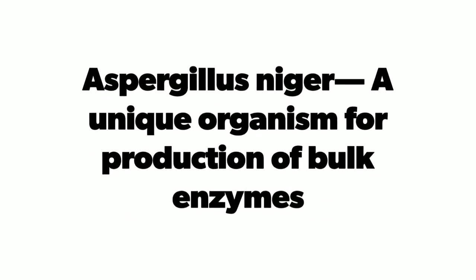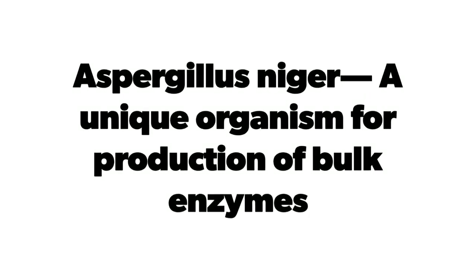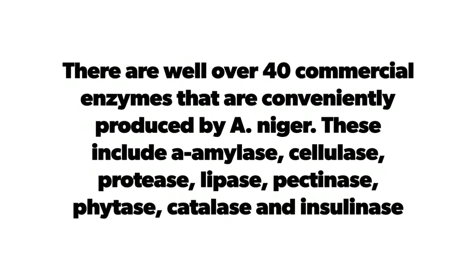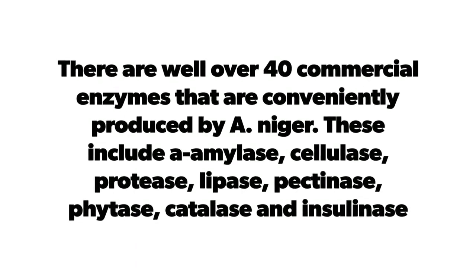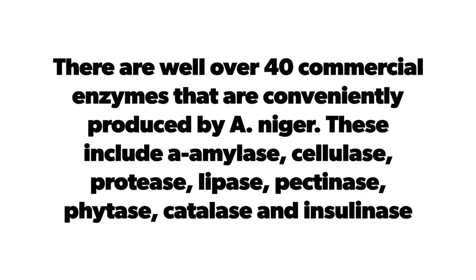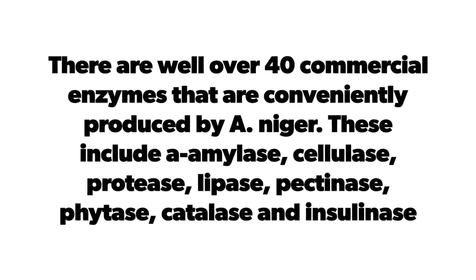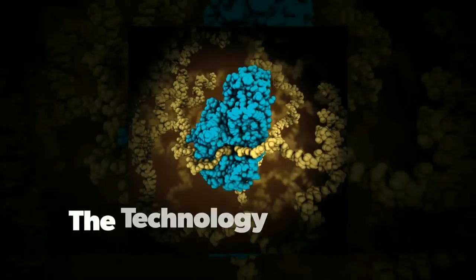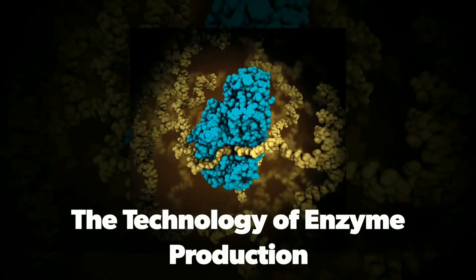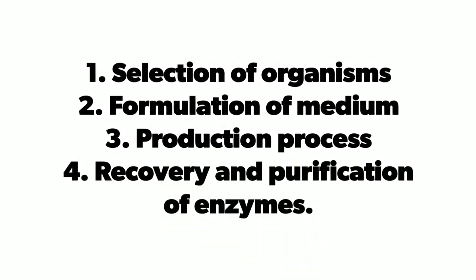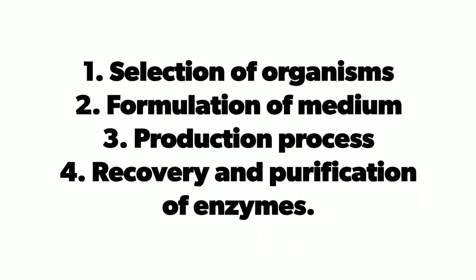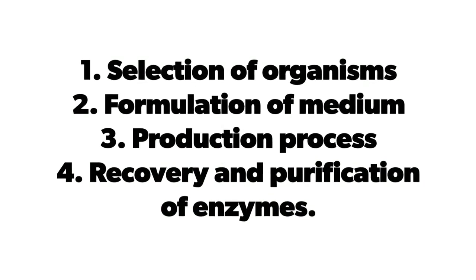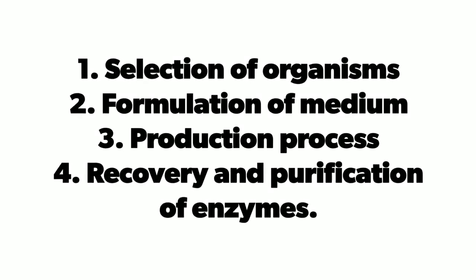Aspergillus niger is a unique organism for the production of enzymes. There are well over 40 commercial enzymes that are conveniently produced by Aspergillus niger. These include alpha amylase, cellulase, protease, lipase, pectinase, and others. The technology of enzyme production. There are 4 steps: selection of organisms, formulation of medium, production process, and recovery and purification of enzymes.